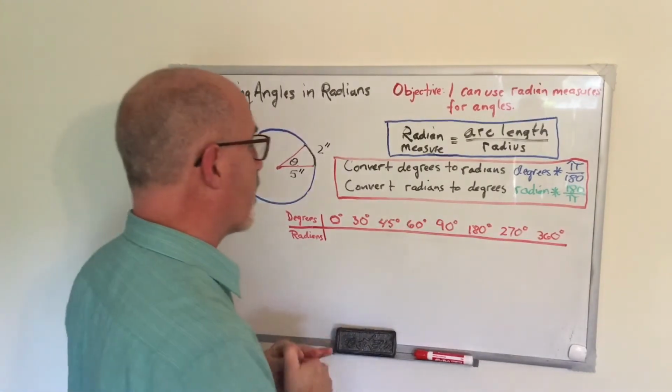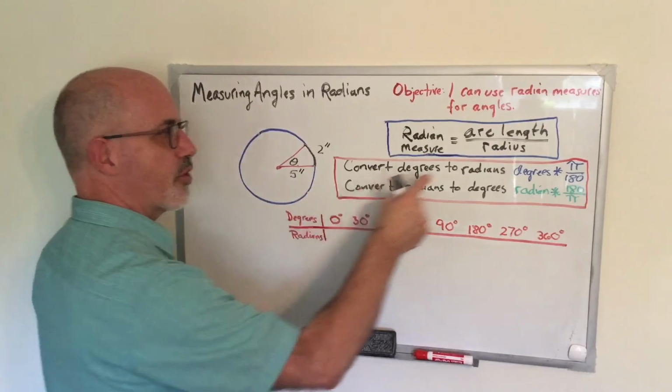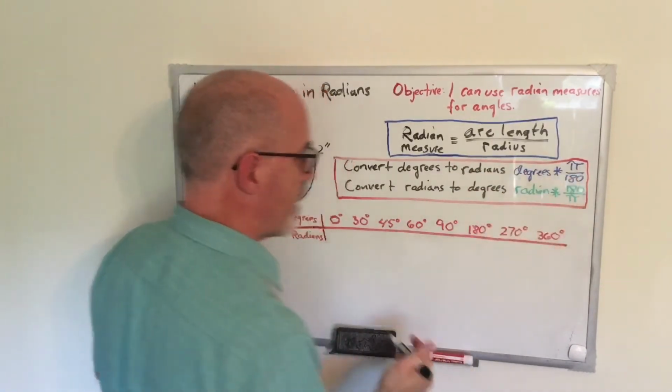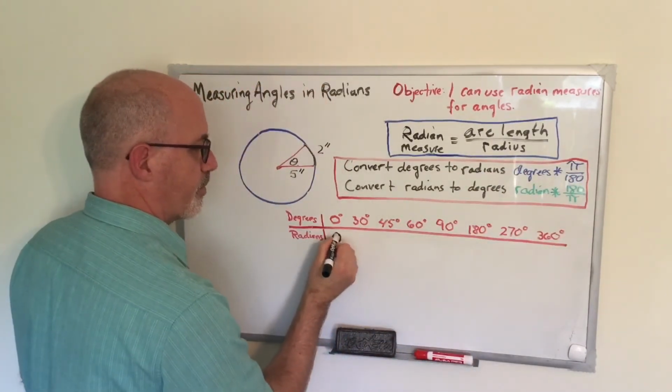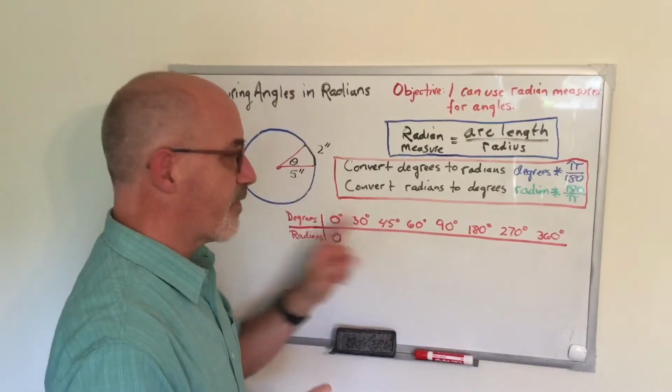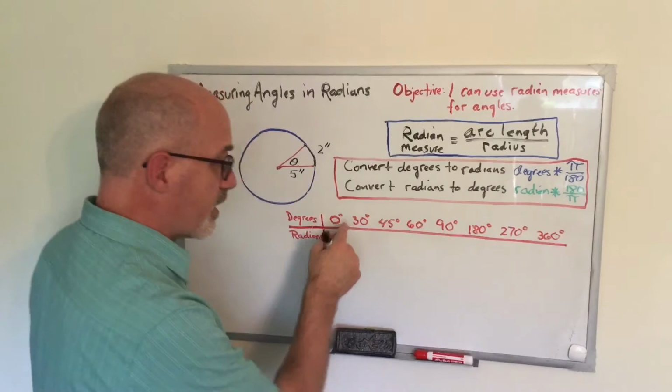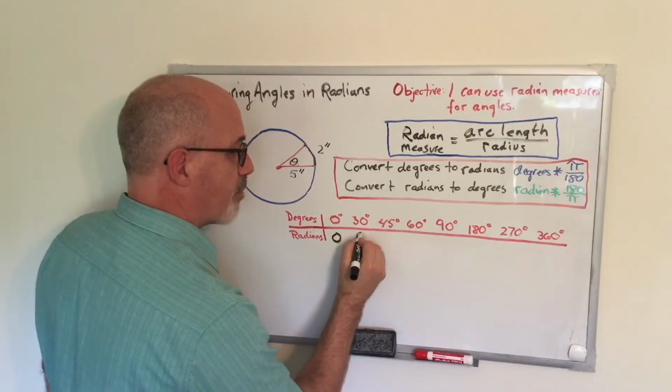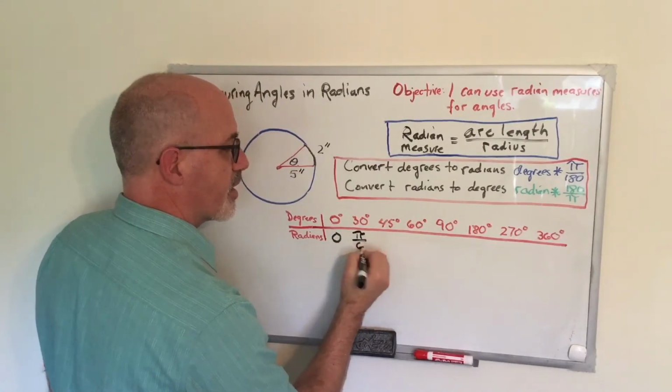First of all, it makes sense that if we take 0 degrees and multiply it by pi over 180, we're going to get 0. Now, I'm going to do 45 degrees here. We already did 30. Remember, for 30 we got pi over 6 previously.